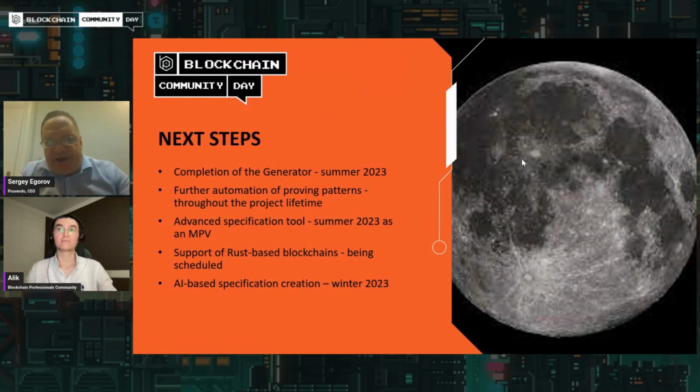So our next steps are to move further with automation. Also we're going to create an advanced specification tool. Also we're going to start working with Rust to be able to work with some blockchains such as Solana and other popular and perspective ones.